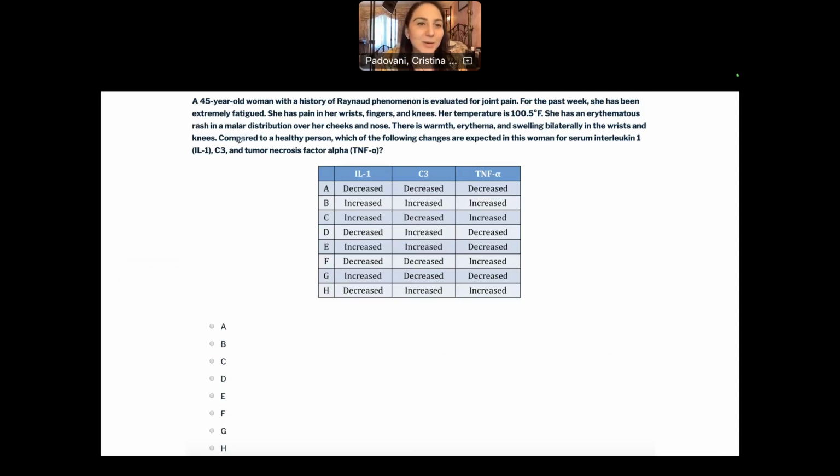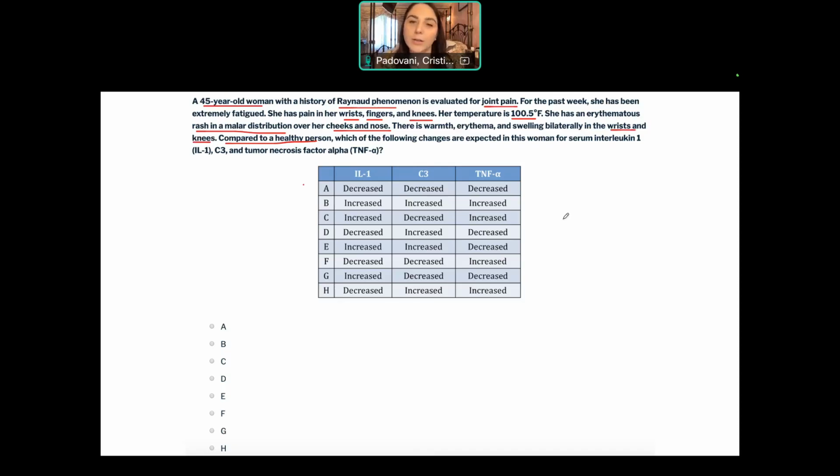All right, compared to a healthy person, which of the following changes are expected in this woman for these three things? We have a 45-year-old woman with a history of Raynaud, evaluated for joint pain. For the past week, she has been extremely fatigued. She has pain in her wrists, fingers, and knees. She has a slight temperature, a rash in a malar distribution over her cheeks and nose, and warmth, erythema, and swelling bilaterally in the wrists and knees. Compared to a healthy person, which of the following changes are expected? What do you guys think?